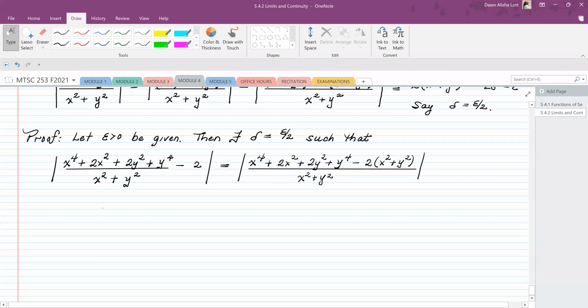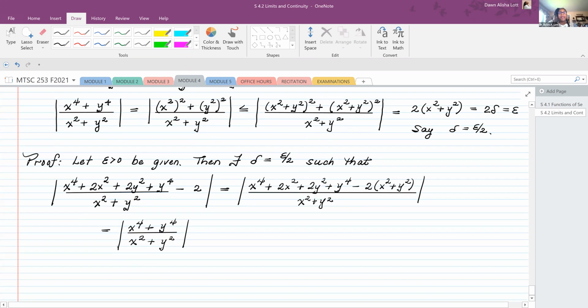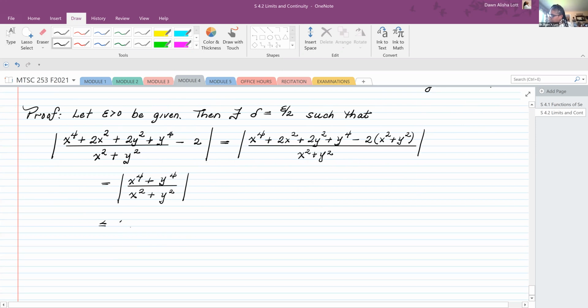Okay. So now that is equal to the absolute value of x to the fourth plus y to the fourth divided by x squared plus y squared. But we've already shown that that thing is less than or equal to 2 times x squared plus y squared. I think I screwed up.